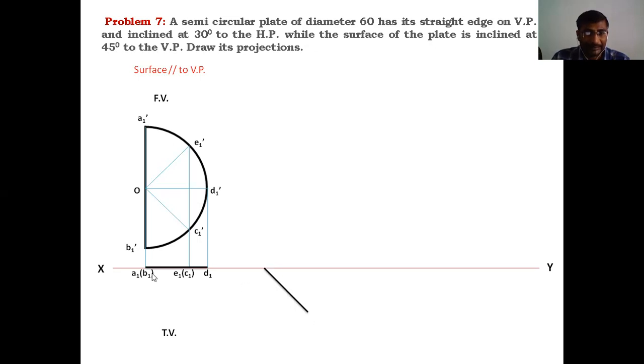The line length must be equal to the length obtained in the top view in the first position. The first position top view length is equal to the radius of the semicircle. What is the radius of the semicircle here? The diameter of the semicircle is 60 and the radius is 30. So this length is 30. Draw the inclined line; its length must be 30 mm. The inclination is 45 degrees.